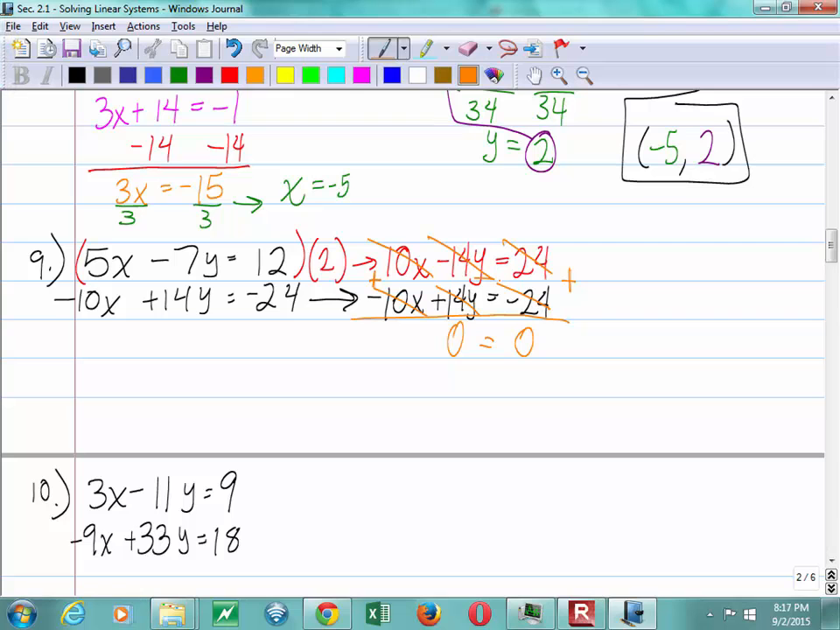0 is equal to 0. But that's not a very helpful statement as far as figuring out what the x and the y are. So what that actually means is that these two equations are actually the same. And so this is one of those situations where we would have infinite solutions.